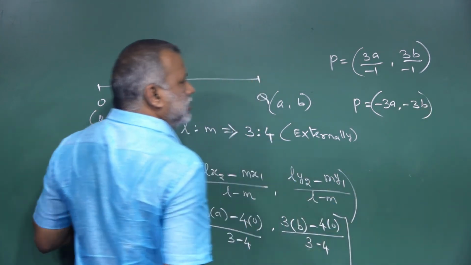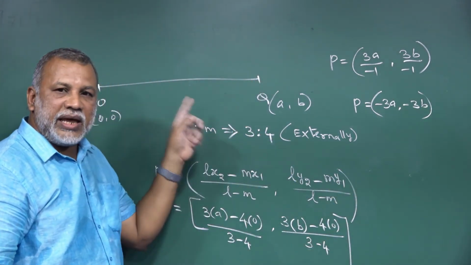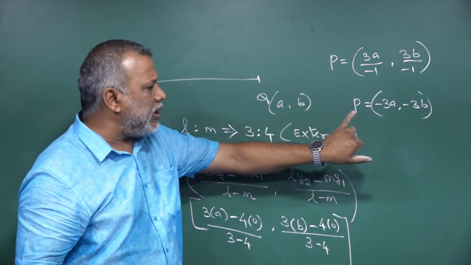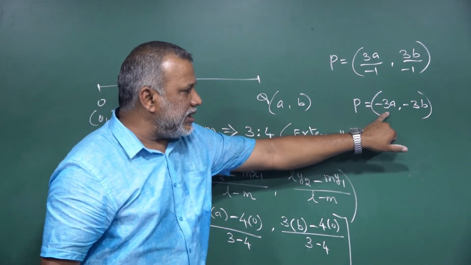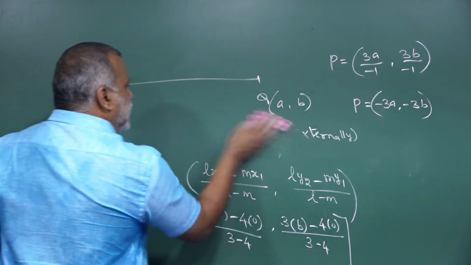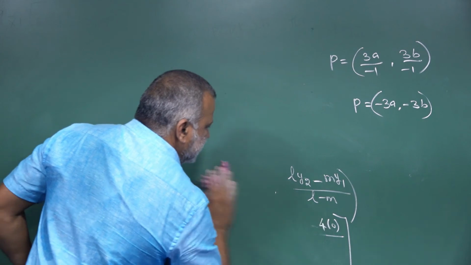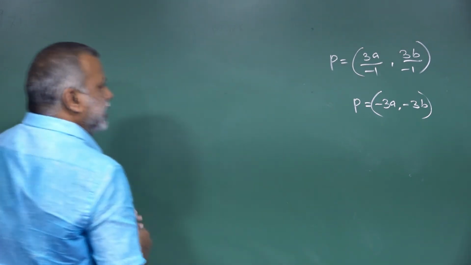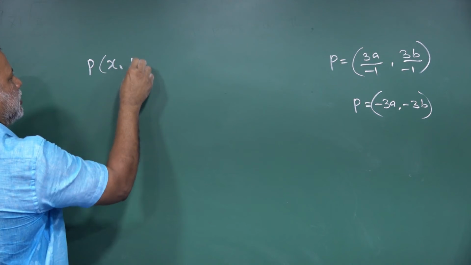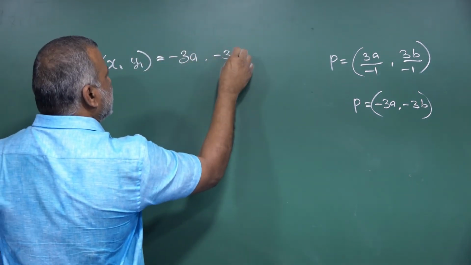Minus 3a, comma, minus 3b. So, dear students, just listen. P divides this line segment externally in the ratio. Now, we are able to find out the value of P: P of minus 3a, comma, minus 3b. In general, what is the value of P? Always we are selecting P as x1, comma, y1. Therefore, let us consider P of x1, comma, y1 is equal to minus 3a, comma, minus 3b.